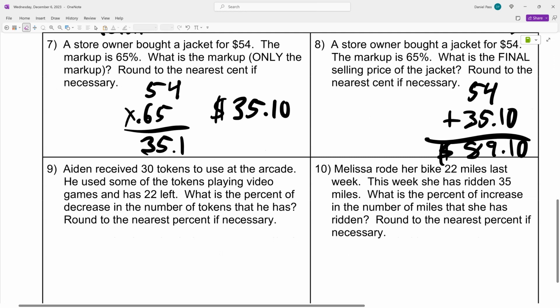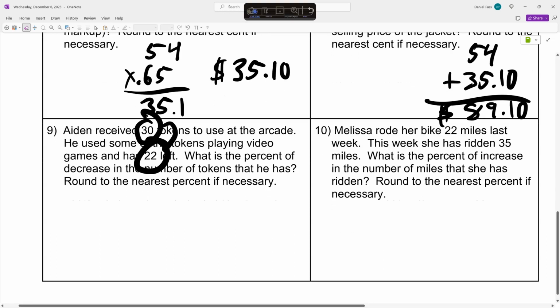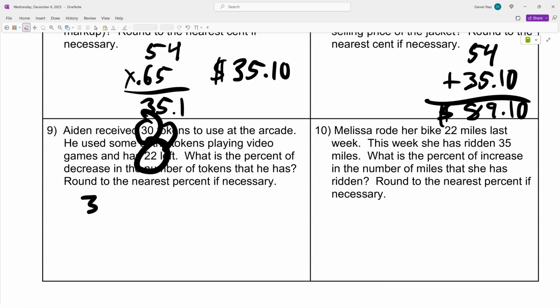So number 9. Now these are the ones that are a little different. This is actually how much it changed, and you can tell it says percent of decrease, and this one's percent of increase. So how much did it change between 30 tokens and 22 tokens? It changed 8, right? And how do we find that? 30 minus 22 is 8. So it changed 8.